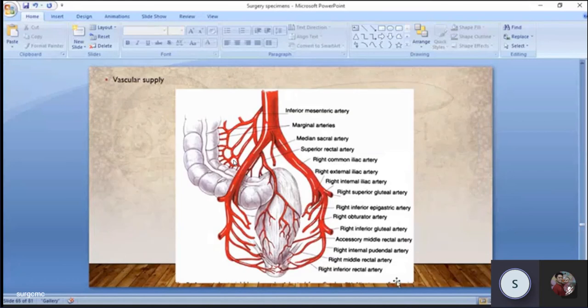So now comes the vascular supply. There are three main supplies to the rectum: the superior rectal artery, which is a branch of the inferior mesenteric artery, and the middle rectal artery and inferior rectal artery, which are branches of the internal iliac artery.